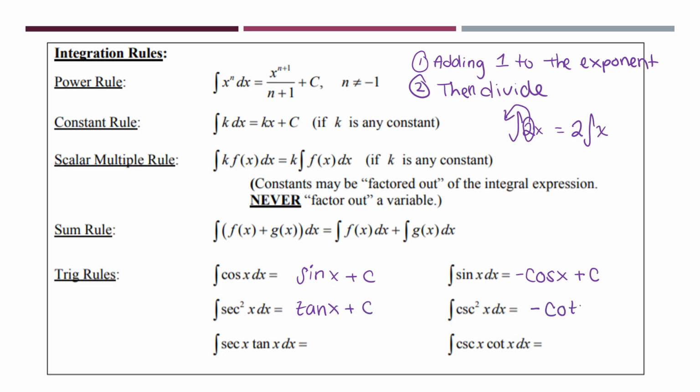negative cotangent x. All right, when we integrate secant tangent, we get just the secant. And finally, when it's cosecant times cotangent, we get negative cosecant x plus c. So literally the same trig rules as derivatives, just in the opposite order.